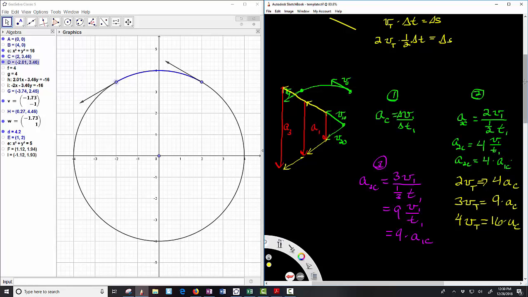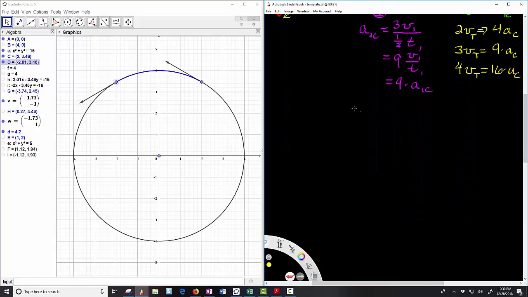So in general, we get this relationship. The centripetal acceleration seems to be proportional to the velocity squared. And this is, in fact, the case. The centripetal acceleration will be proportional to the square of the velocity. So 4 squared, 3 squared, 2 squared, and so on. Okay, so that's how it's related to the velocity.